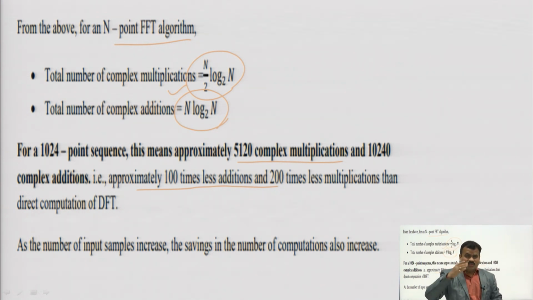If the number of sequences increases, then the number of computations also increases in DFT, but in FFT it will be saved. So, in FFT, even for a large number of computations, you will have fewer complex additions and multiplications. This is the biggest advantage of FFT, as you can see.